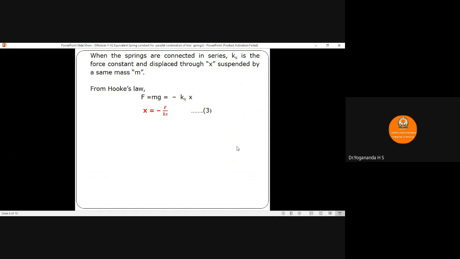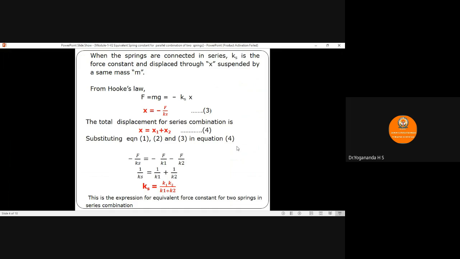Now, when the springs are connected in series and suspended by the same mass m, let x be the displacement and ks be the force constant for the series combination. Then the force acting on the series combination is F equal to m into g, or from Hooke's law, equal to minus ks into x, so the displacement of the series combination can be written as x equal to minus F by ks. We call this equation number 3.